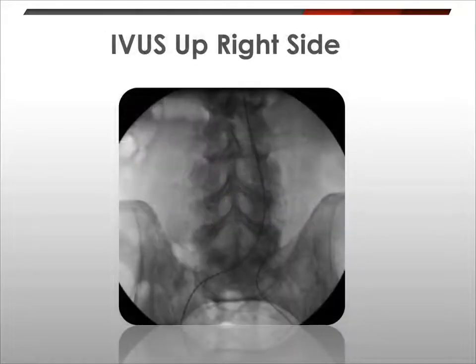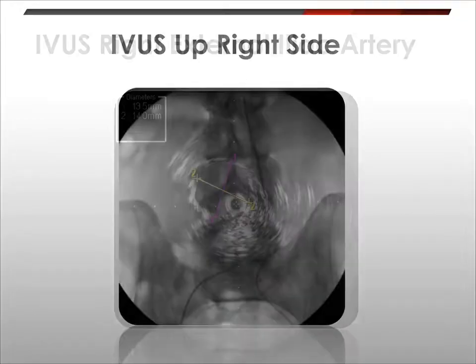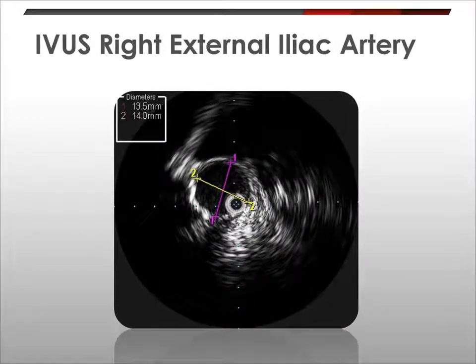I then can place the intravascular ultrasound up the right side and confirm all of those measurements, but especially I'm looking at specifically the common iliac and external iliac artery diameters, which you can see in the next few slides show that it's about 14 millimeters in diameter in the right common iliac artery.